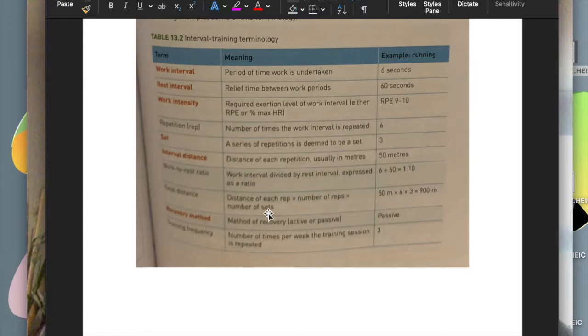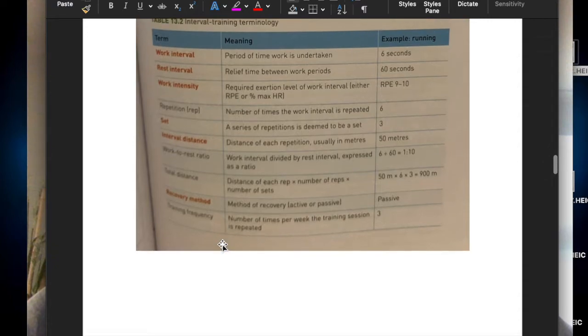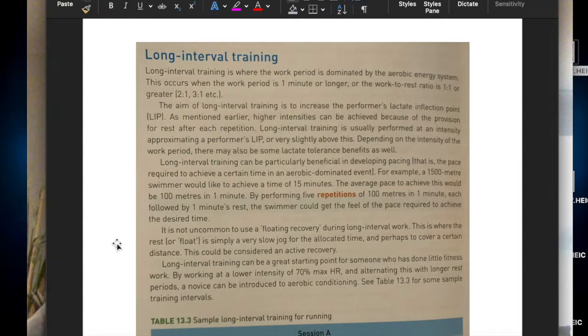Total distance is each rep and how many reps, so 50 meters for one sprint, and then we did 6 of them, and then we did 3 sets of those 6, so 900 meters, so you can total up exactly how far you've gone. Whether you're active or passive during recovery, and most of the time we're talking about passive recovery, otherwise, again, we start to talk about fartlek training. And then finally, we've got how many times per week we do this, which is the frequency which we know about.